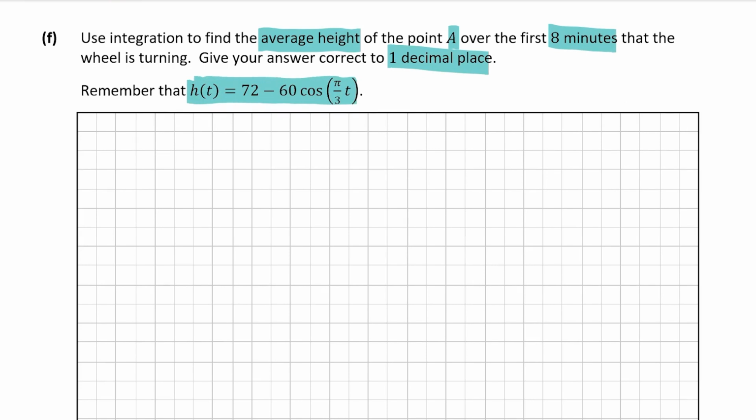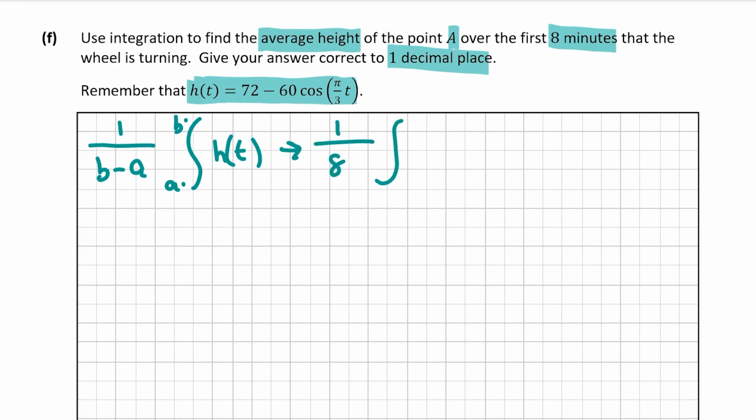So this is an average value question. So we're going to want to get 1 over b minus a, the integral from a to b of h(t). So let's fill this out. We know that b is going to be 8 and a is going to be 0 because it's over the first 8 minutes. So it's from 0 minutes to 8 minutes. So we're going to have 1 over 8 minus 0, which is just 1 over 8, from 0 to 8, 72 minus 60 cos pi over 3t. And we're going to integrate this here.